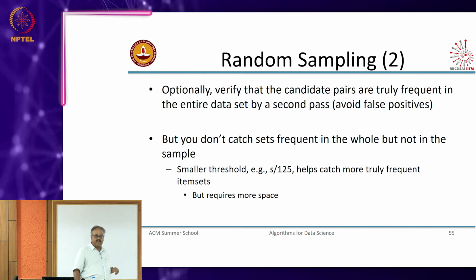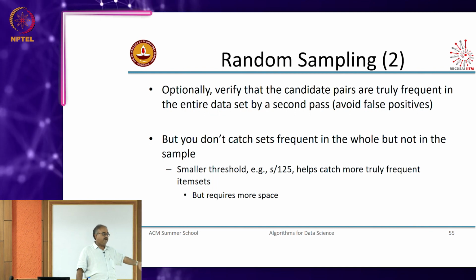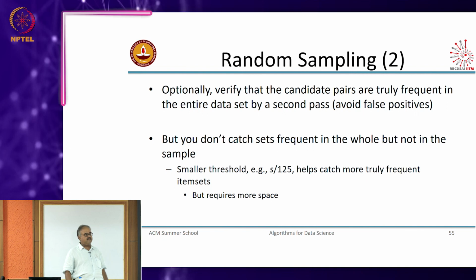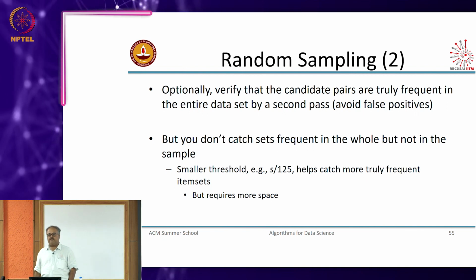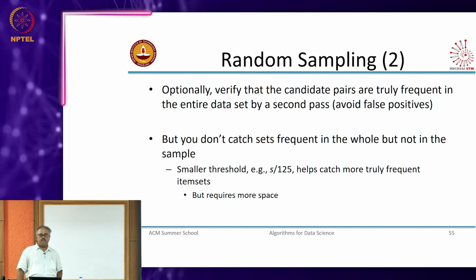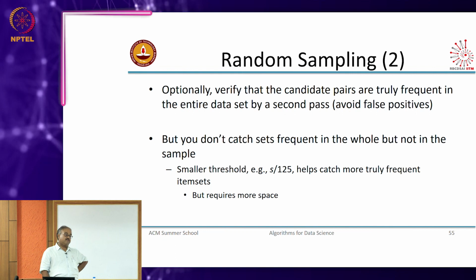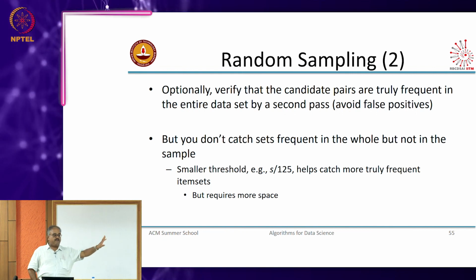False negatives, things that were thrown away by your a priori algorithm as not being frequent in the sample, will not be caught now. So there is a chance that you will miss certain truly frequent item sets, but there will be no false positives because you are actually verifying this again on the full data. So within 2 passes. If you do not care about false positives, you can be done in 1 pass.